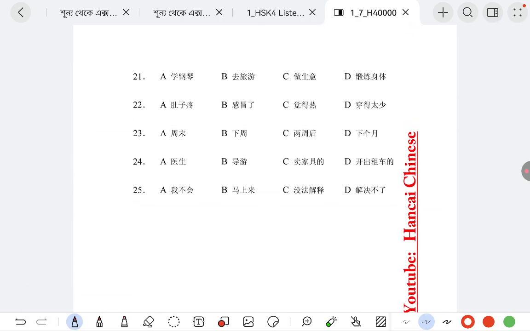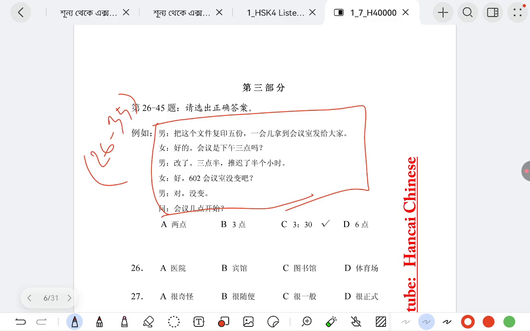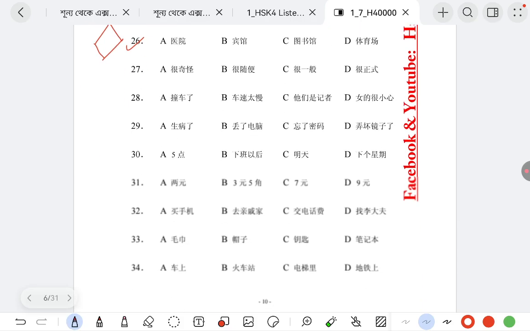Because here each audio is separate. For example, for 25 there is one audio, for 24 there is another audio. The audio is separate for each question. Also from 26 to 35, for each question you have one audio, so it's easy for you to answer. Although the dialogue is long, you don't need to worry. I will give you the best tips, then you can understand how we can easily answer this kind of question.